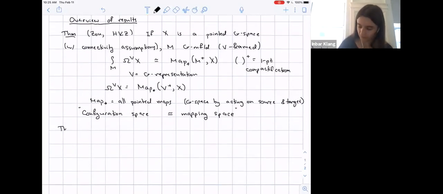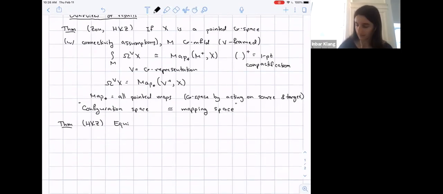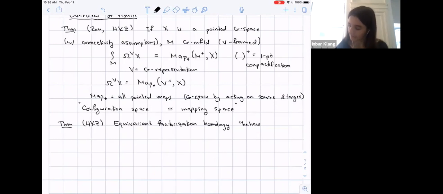Another one, which I'll state very vaguely for now, is that equivariant factorization homology behaves nicely with respect to taking Thom spectra.